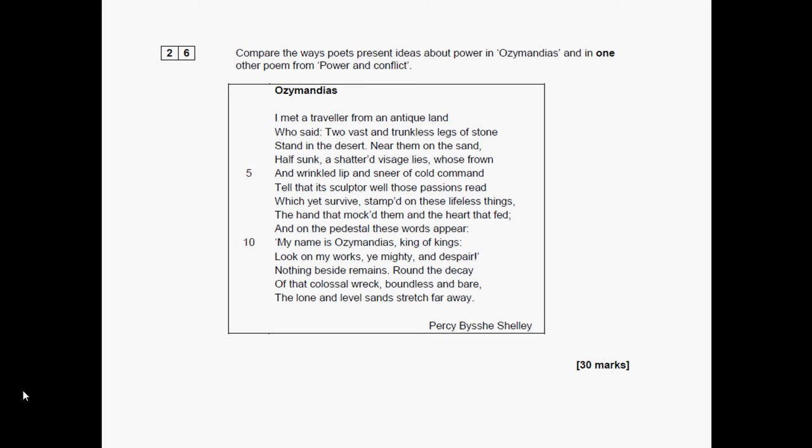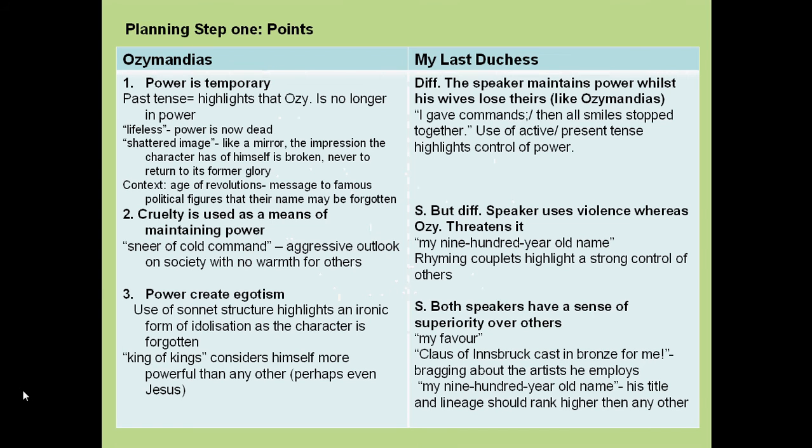Here's a question. Compare the ways the poet presents the ideas of power in Ozymandias and one other poem from the Conflict and Power anthology. You might obviously choose whatever you like. The method is exactly the same. So this is the chart I was talking about.